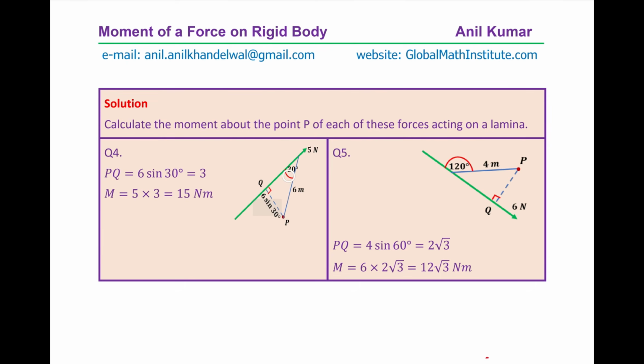So if you are given the angle as shown here as 30 degrees, the opposite side relates with sine theta. So you have to use trigonometric ratios to find the shortest distance. In this case, we figured out that it should be 6 sine 30 degrees to give you the value of the shortest distance. Multiplying distance with the force given gives us the value in Newton meters.